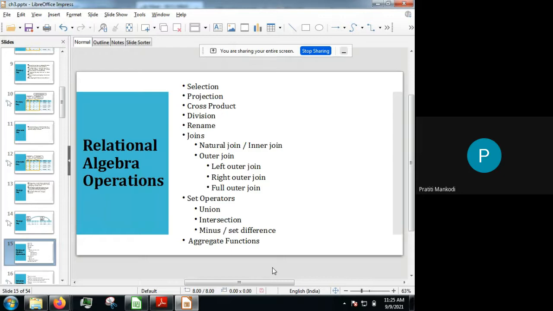Similarly, intersection, A is equal to 1, 2, 3, B is equal to 2, 3, 4. 2, 3. Common in both. What is set difference or minus? A minus B. A is equal to 1, 2, 3, B is equal to 2, 3, 4. 1. Exactly. Whatever is there in A, but it should not be in B. Right? In A, not in B.